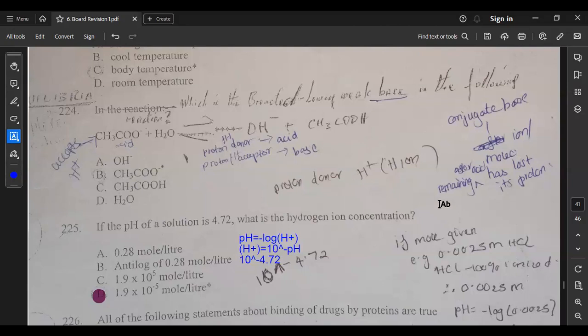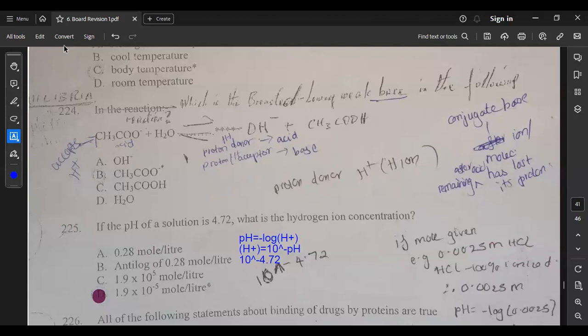For an Arrhenius acid, it produces hydrogen ions. For an Arrhenius base, it gives hydroxide ions. For a Bronsted acid, it's a proton donor, and for the base, it's an acceptor. That's for Bronsted. Proton donor is the acid. What about Lewis? Lewis, I can't recall.